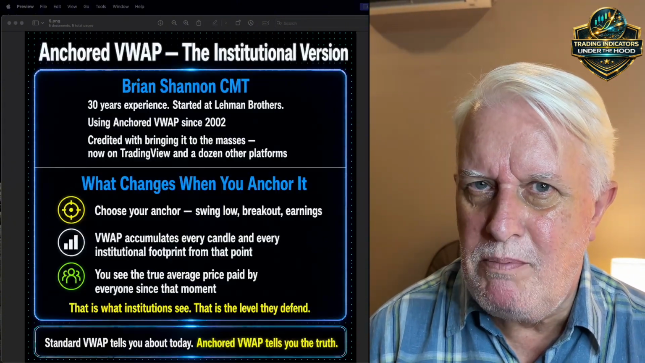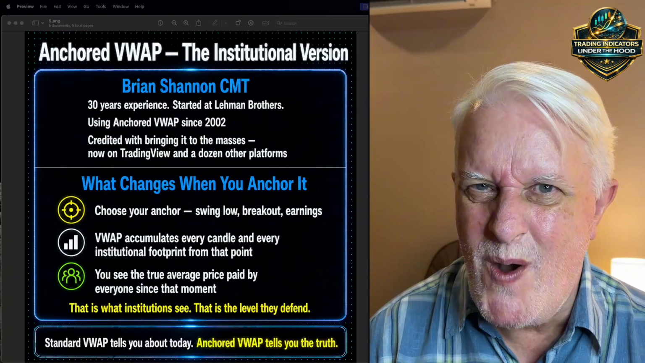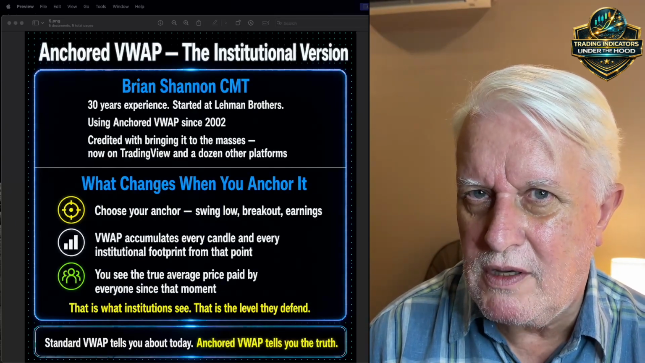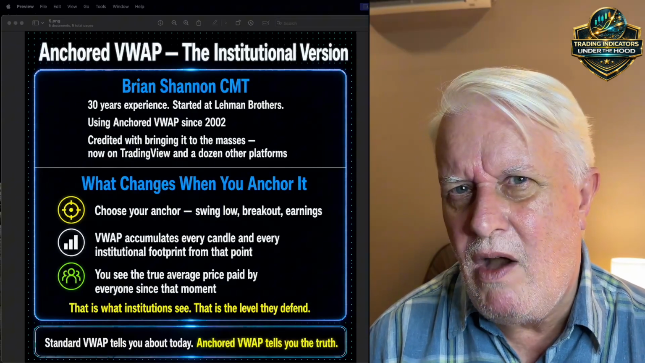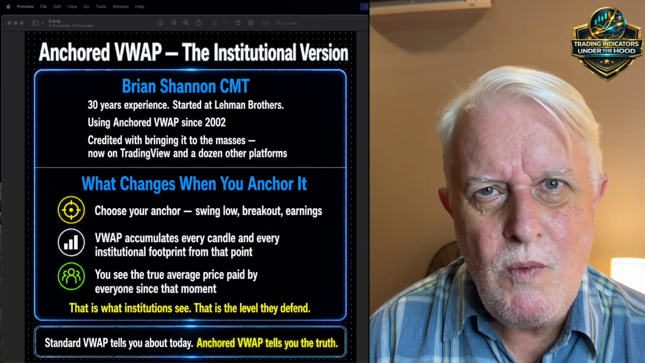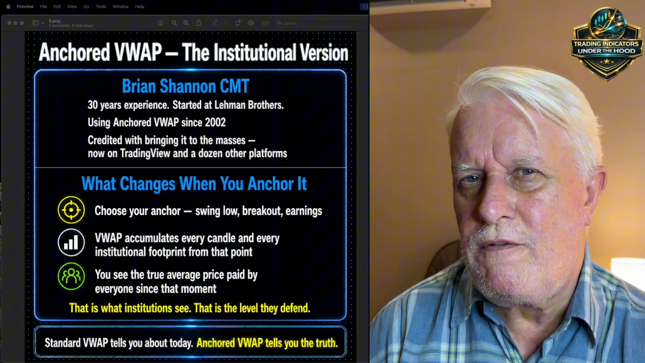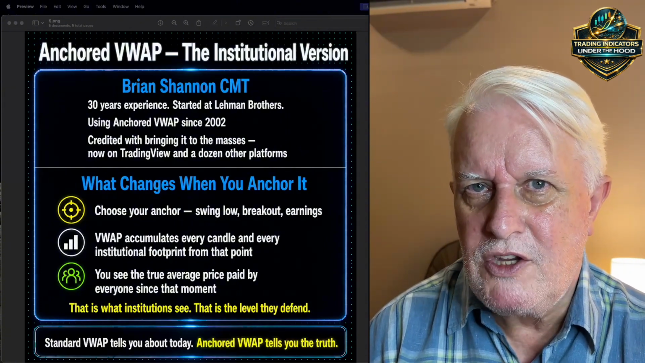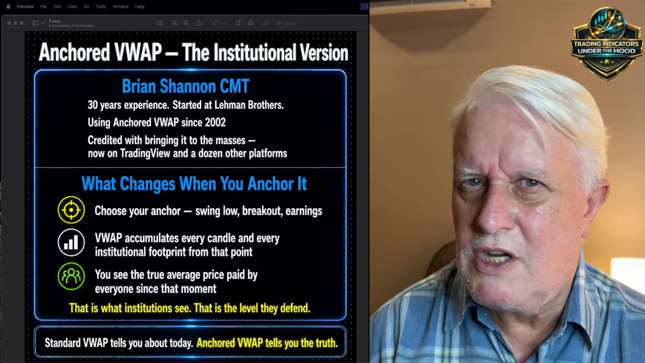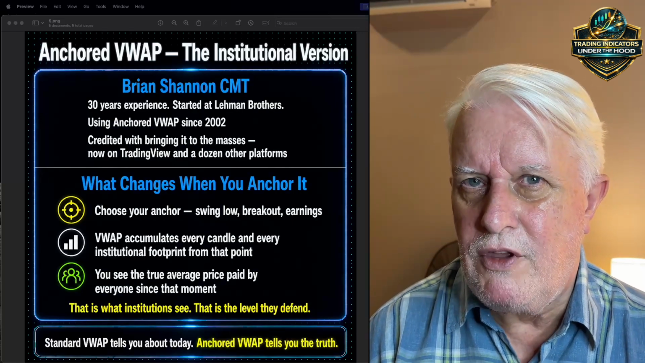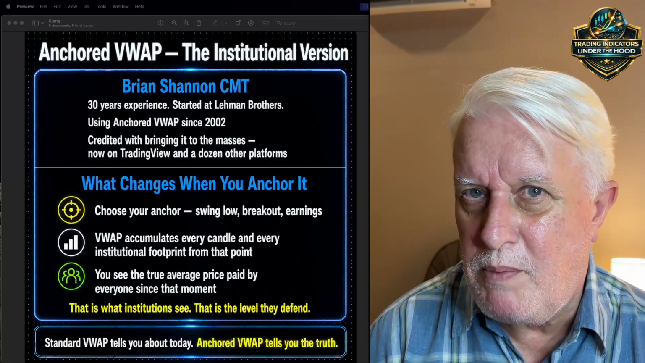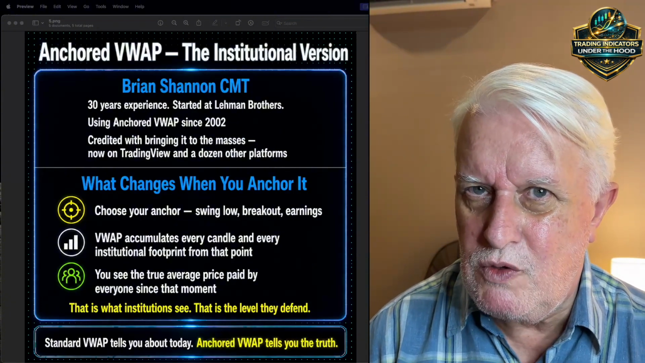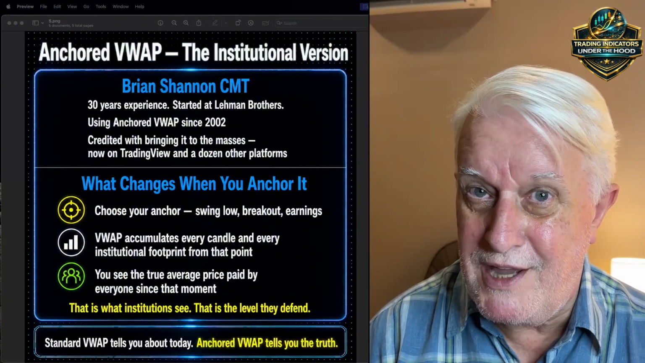The concept is simple, but the difference is enormous. Instead of resetting every day, you choose your anchor point. A major swing low, a key breakout, an earnings release, anywhere meaningful. From that point forward, VWAP accumulates every candle, every volume event, every institutional footprint. You're not looking at today's average price. You're looking at the true average price paid by everyone that has traded since that moment. And that is what institutions see. And that is the level they defend.